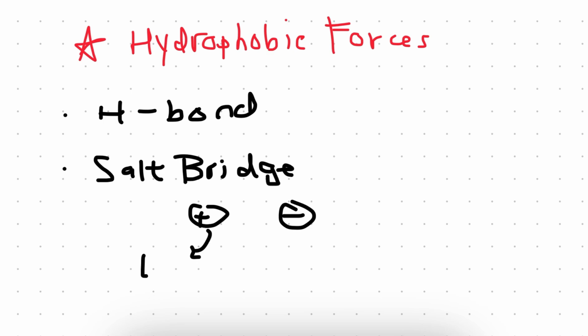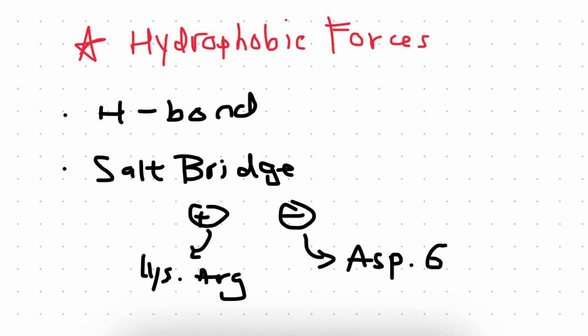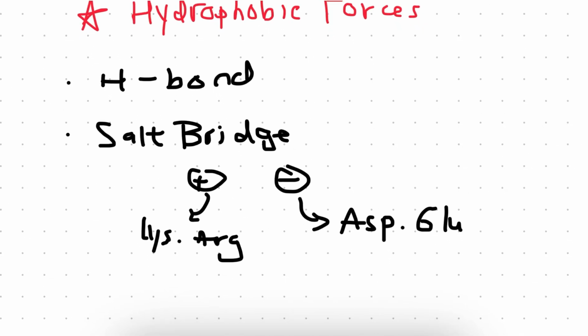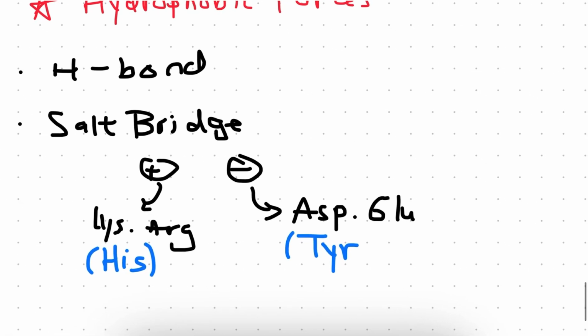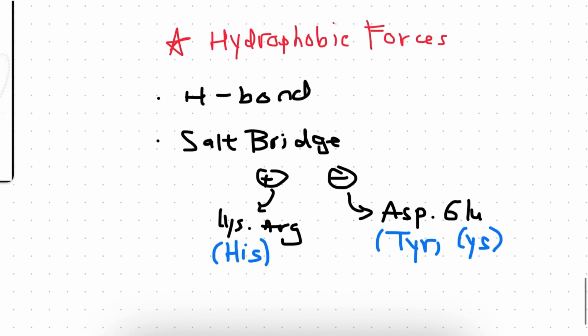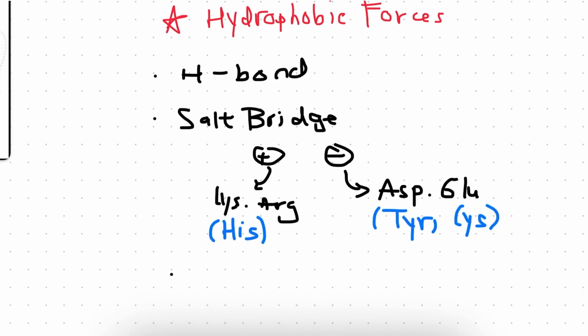So positive groups include lysine and arginine. Negative groups include aspartate, glutamate, and depending on your pH, you could also consider histidine being in its protonated form, or tyrosine, its hydroxyl being deprotonated, or cysteine. And another stabilizing force is a disulfide bond. So this is a covalent bond between cysteines.